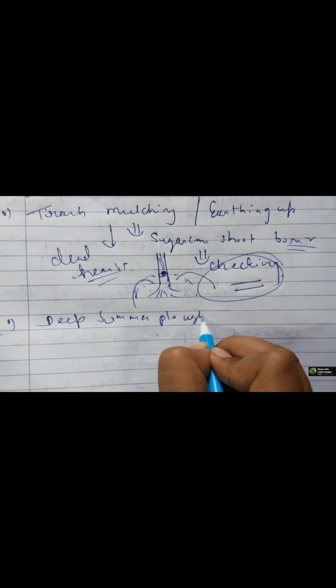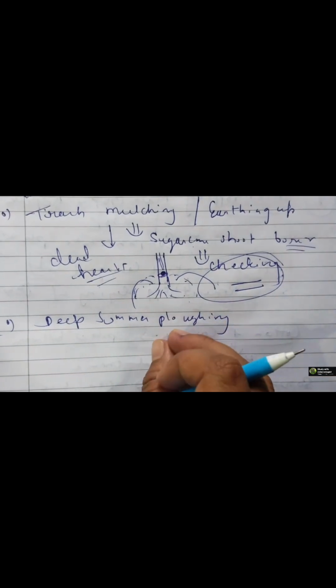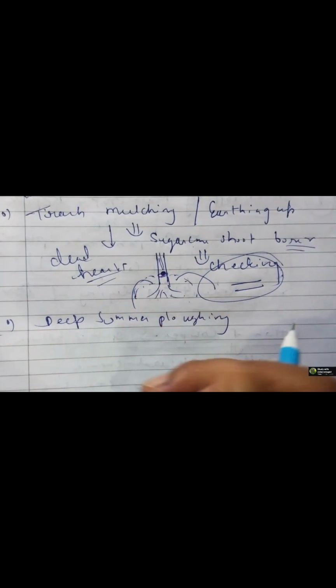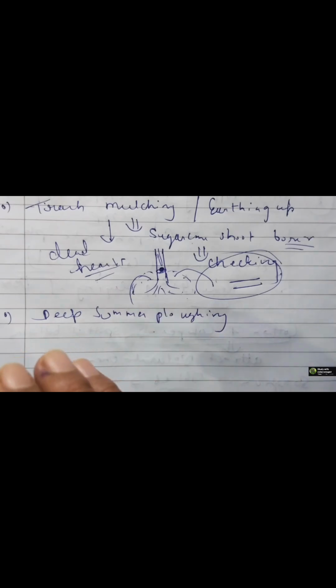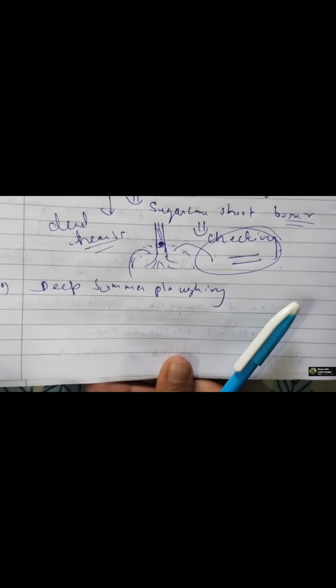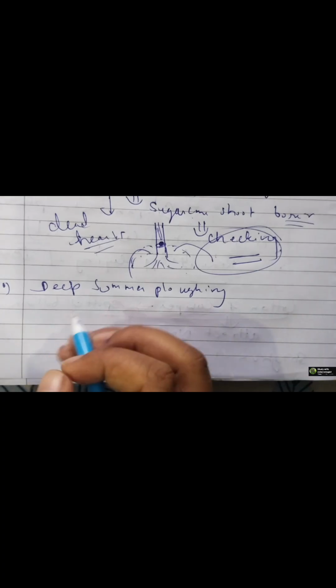Deep summer plowing. It has one direct concept: most of the stages are inside the soil only. If we keep a deep plow, they will be exposed to the sun, and they will get dehydrated and killed. For example, the red hairy caterpillar of groundnut, because its larval stage remains near the soil only. Then early planting.